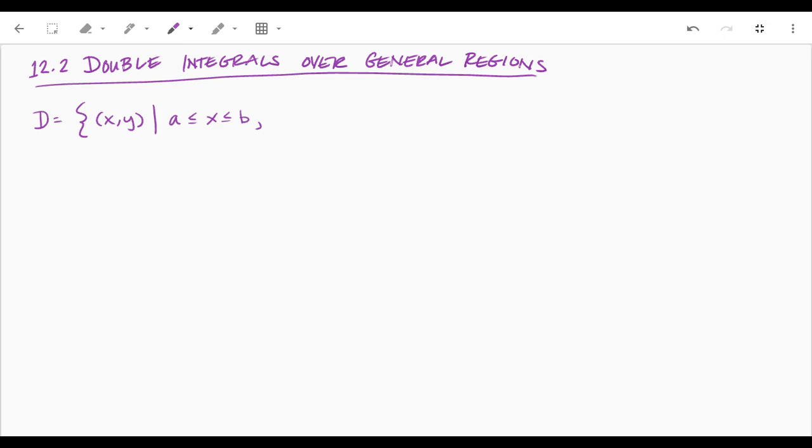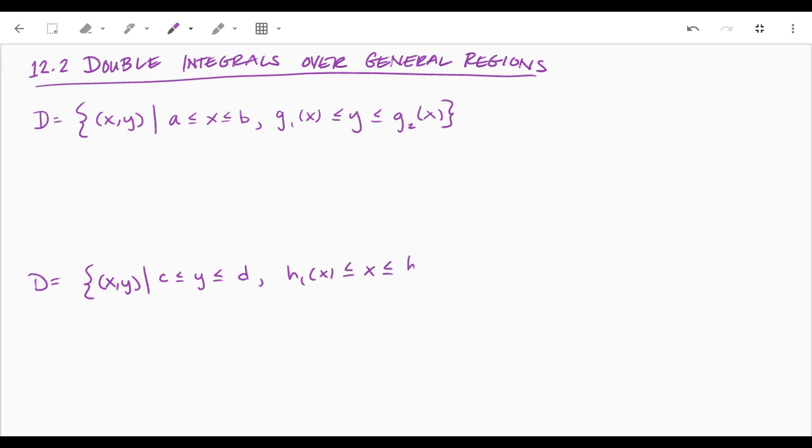But y is between some functions, g1 of x and g2 of x. And we could also have that as y is between the values and x is between some functions. Oops, and that would be functions of y. There we go.